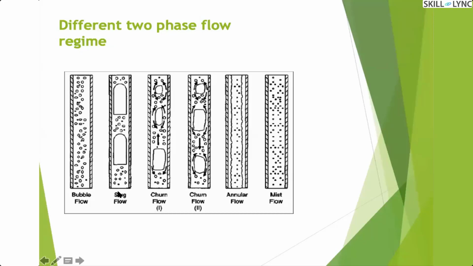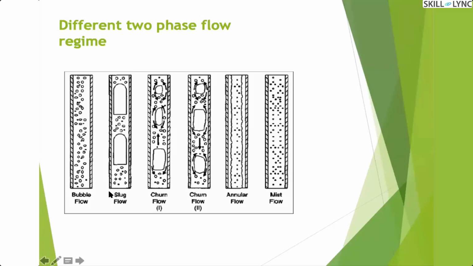When it comes to slug flow, you have a gas zone, and then a bulk of liquid zone, and again a gas zone, and then a bulk of liquid zone. This slug flow should generally be avoided, because in operations you get bullets of liquid coming out frequently, which will affect the steady operation of the plant. That's the reason you should generally avoid slug flow.